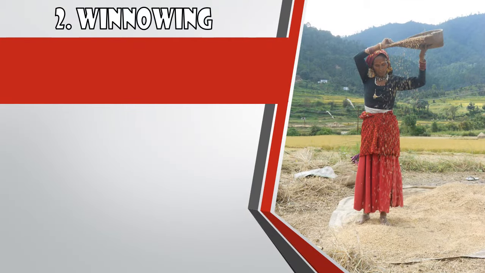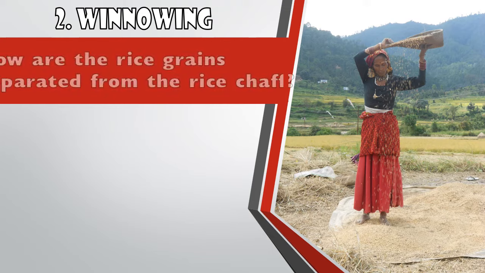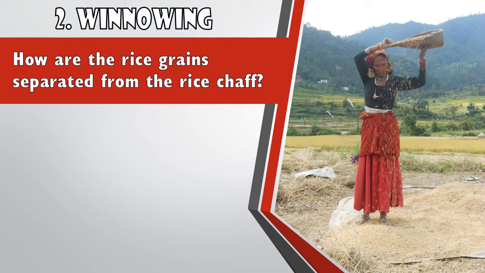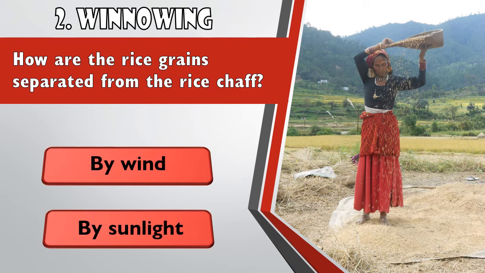Number 2. Winnowing. In this picture, how are the rice grains separated from the rice chaff? By wind or by sunlight? Correct. The rice grains are separated from the rice chaff through the help of the wind.